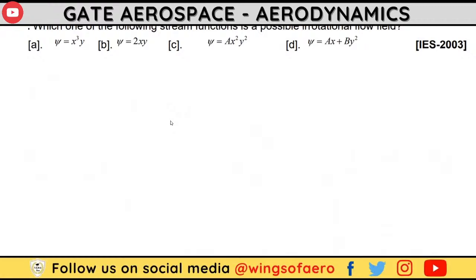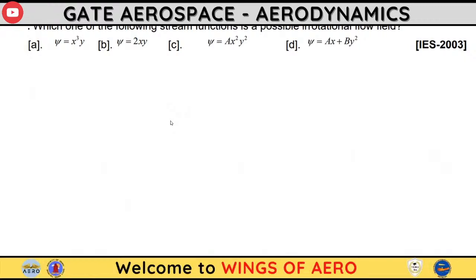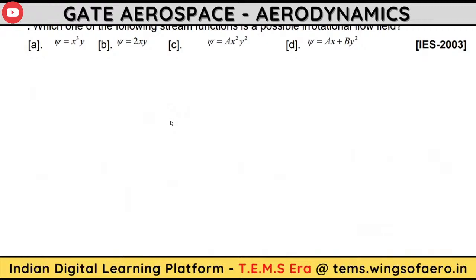This is a very easy one. Which one of the following stream functions is possible for a rotational flow field?